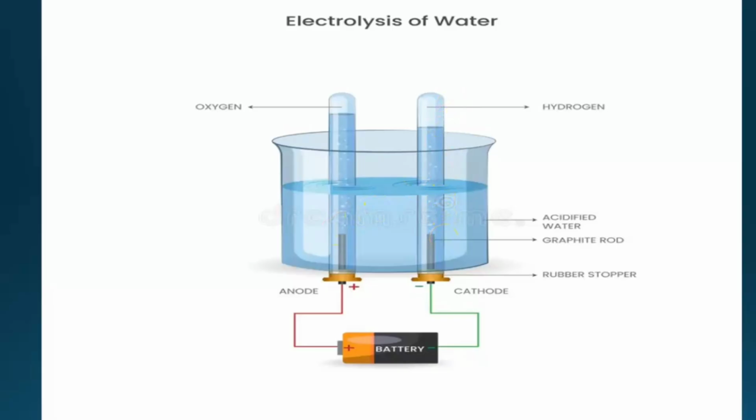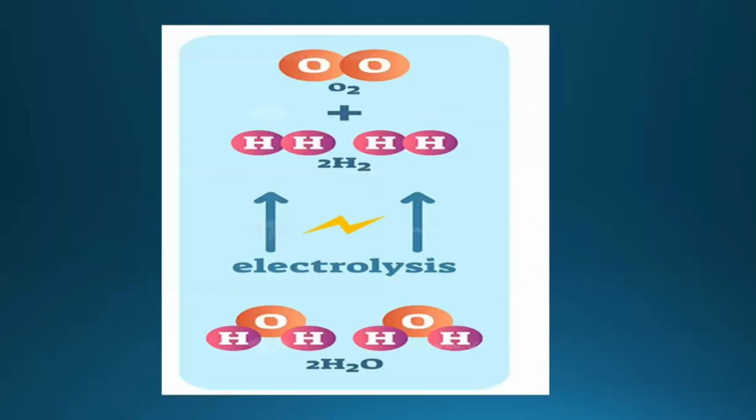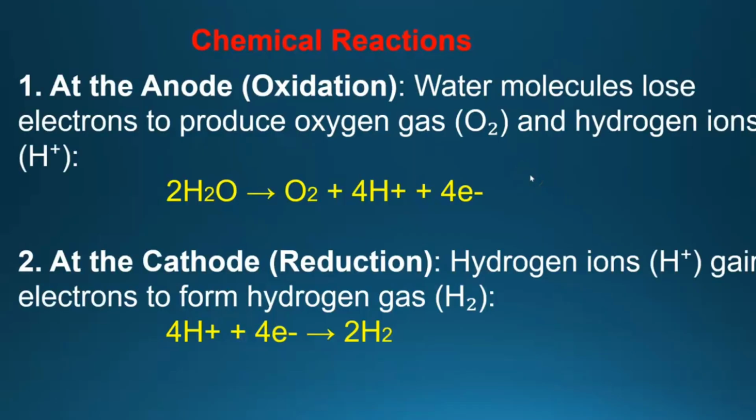So in the coming slides, we can see what is oxidation and what is reduction. Now, this is the overall reaction of electrolysis. The water H2O is split using electricity into hydrogen gas H2 plus oxygen gas. Now, how is it split? So, this is the chemical reaction which is happening in the electrolysis. So, as I already told, at the anode region, oxidation takes place, and in the cathode region, reduction takes place.